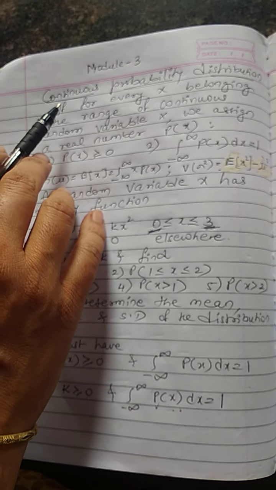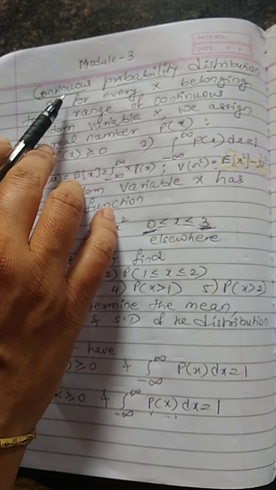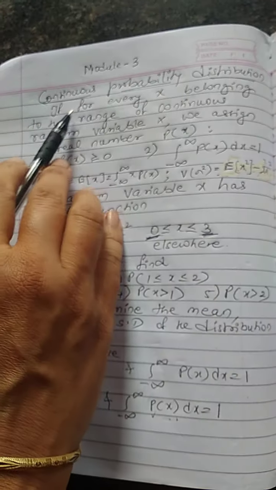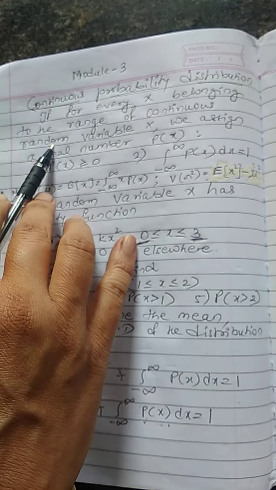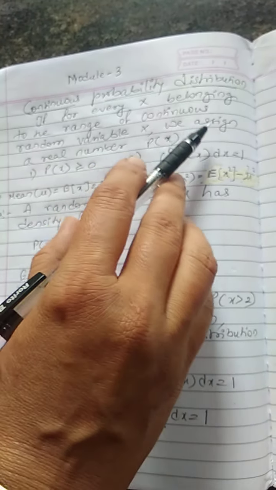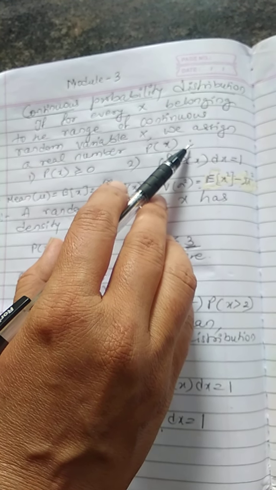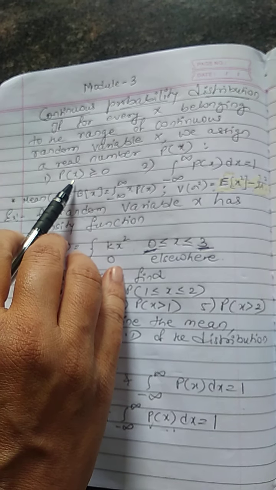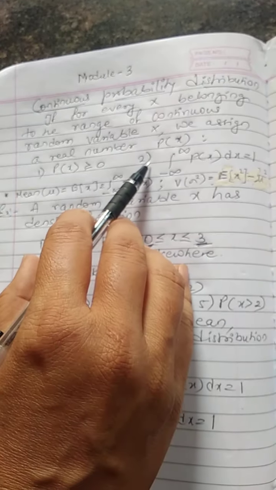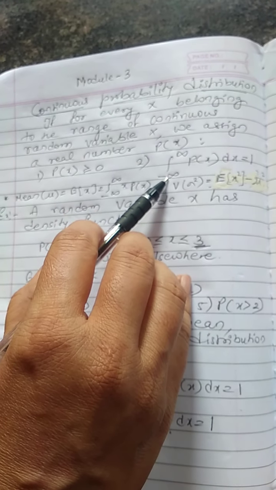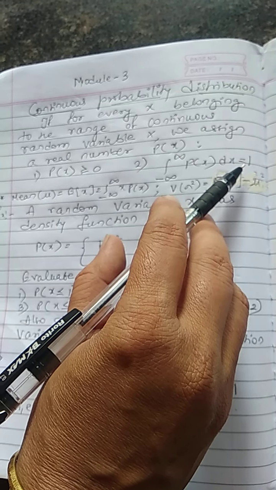Hello dear students, today let us discuss the examples on continuous probability distribution. If for every x belonging to the range of the continuous random variable X, we assign a real number p(x), it has to satisfy two conditions. First, p(x) is greater than or equal to 0. Second, the integration from minus infinity to plus infinity of p(x) dx equals 1.